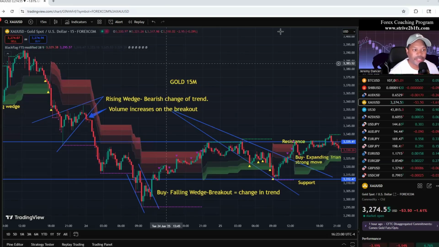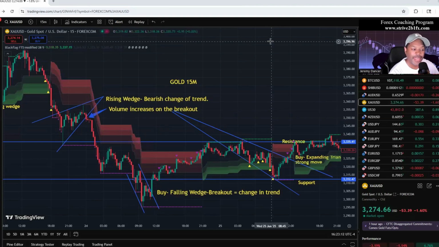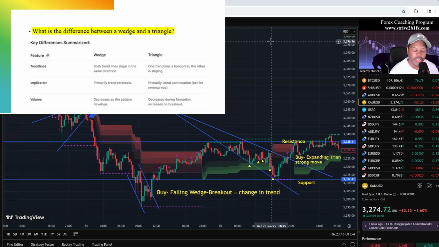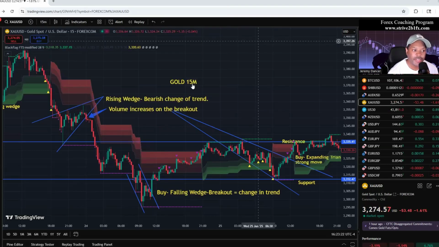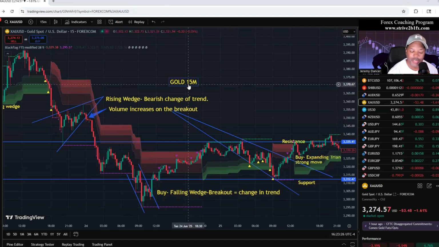Okay, and another thing to keep in mind, wedge patterns tend to be a change in trend, whereas triangle patterns tend to be a continuation of the trend. So we'll see a couple examples of that in this video. All right. And I use the 15-minute time frame, and I find that to be very effective.